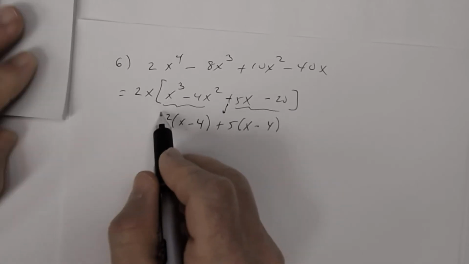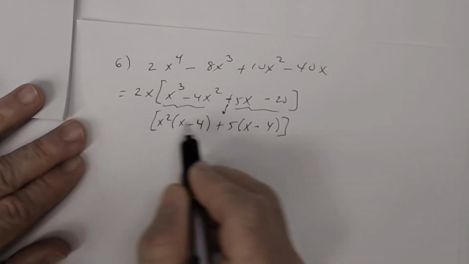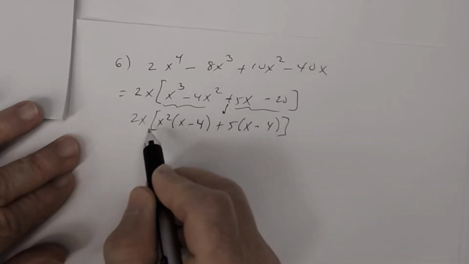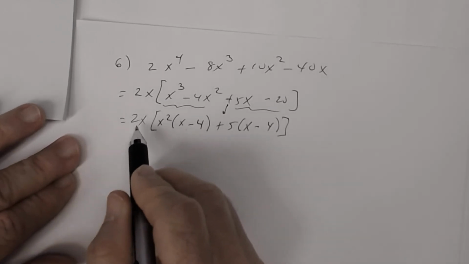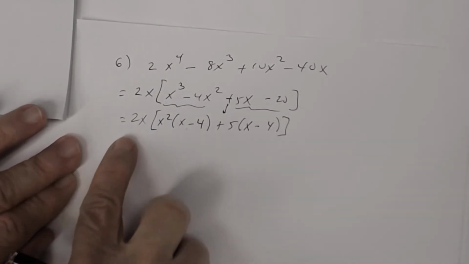Don't forget though that this is all in brackets and that there's a 2x here. So don't forget to bring down the 2x. It's very easy to forget. Remember, you had a GCF, so in your answer, you better still have the GCF.